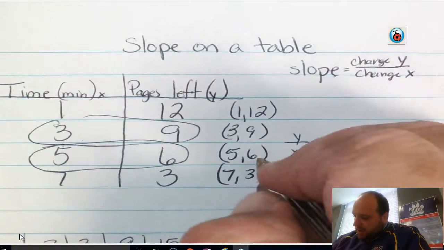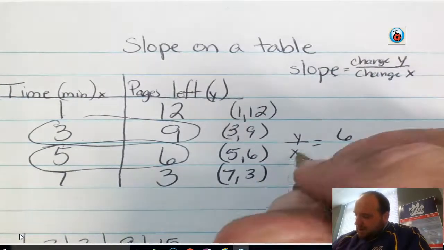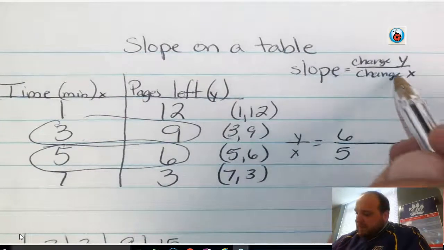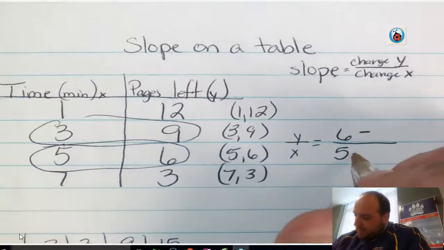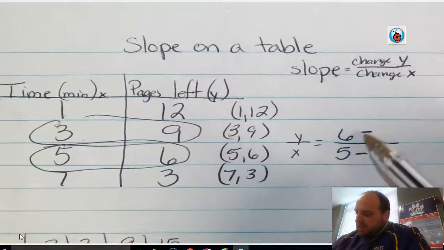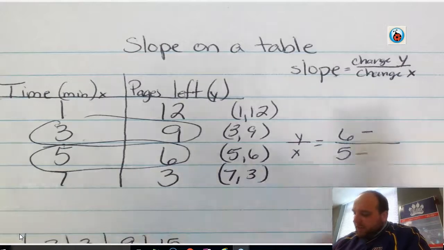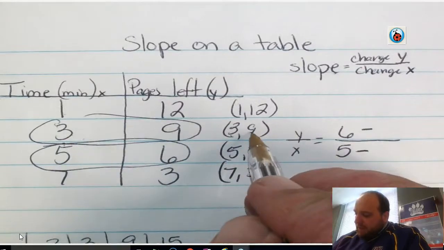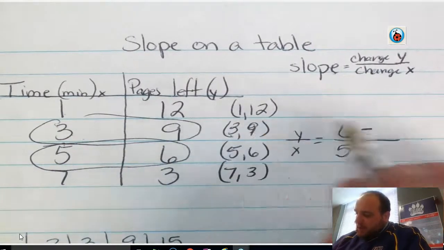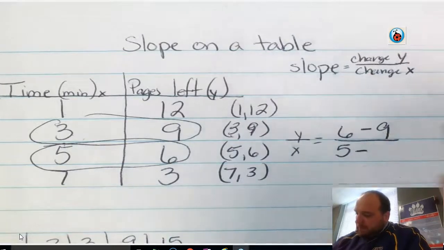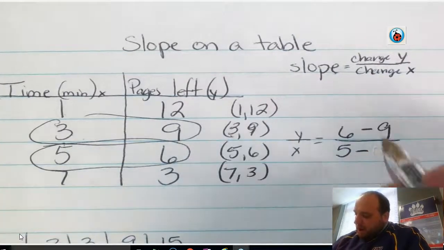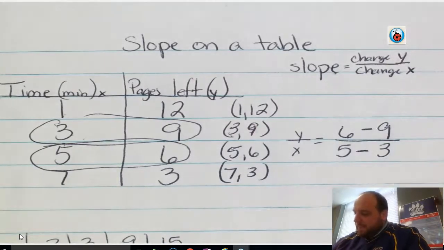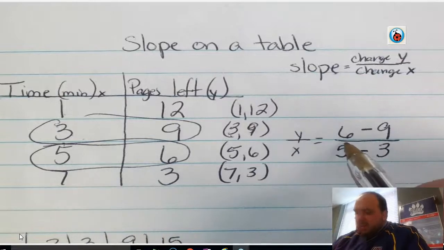So I'm going to write the y coordinate first, which is 6, over the x coordinate of 5. Because I'm trying to find the change, I'm going to subtract. So again, change means to subtract in this case. I want to find out what it changed by. Next coordinate point is 3, 9, and I'm going to write the y coordinate, which is 9, on top, and the x coordinate on the bottom, just below the y coordinate that it corresponds with.